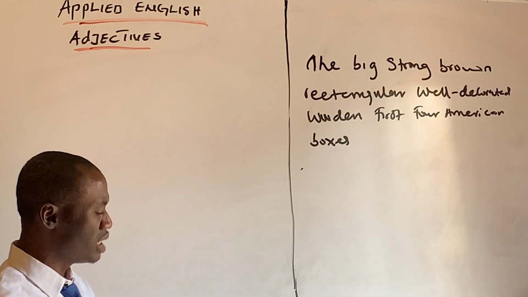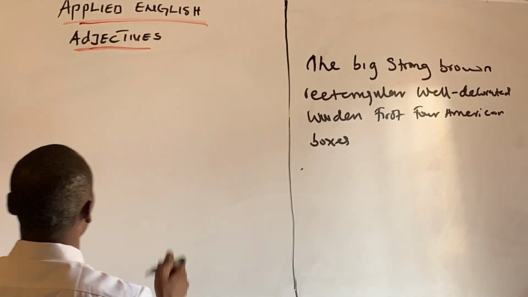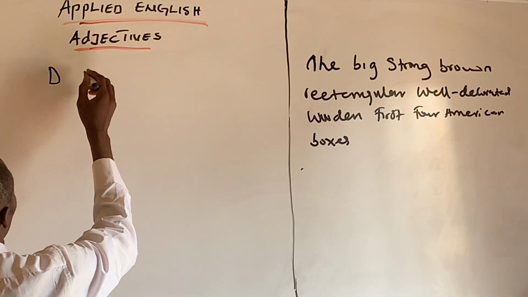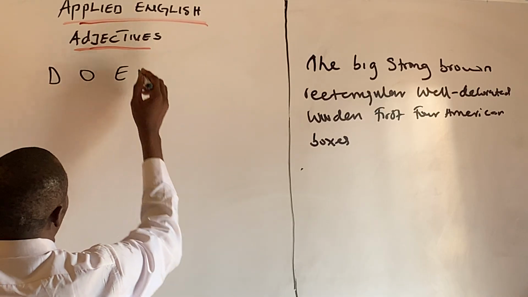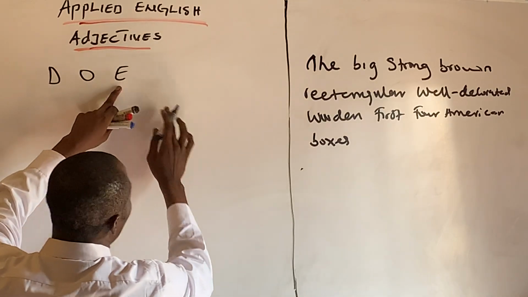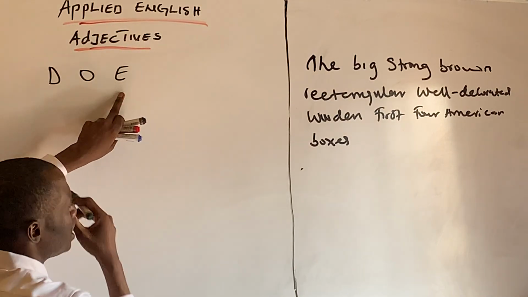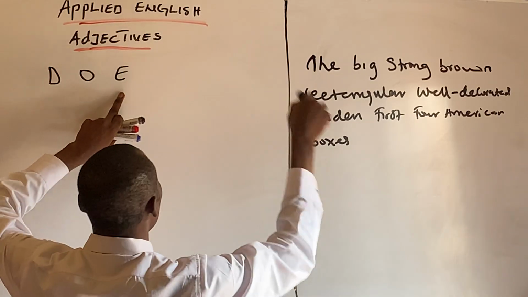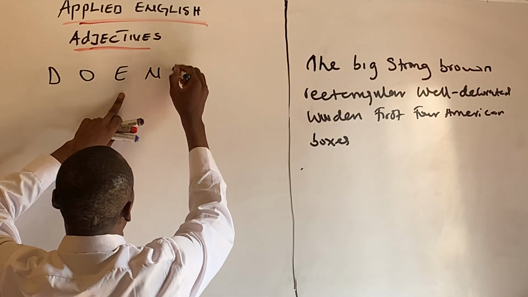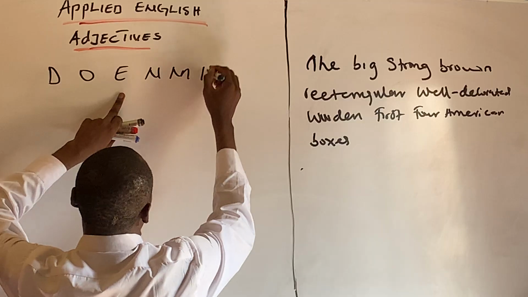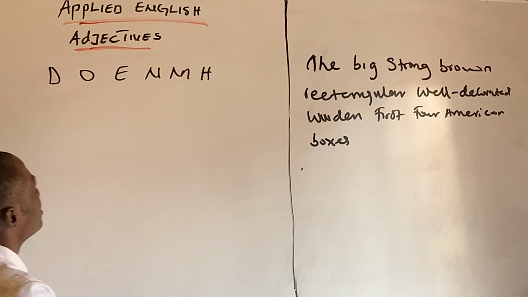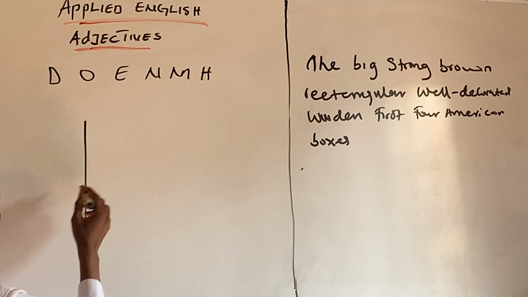How do we arrange these adjectives? We use the formula D-O-E-N-M-H. After the E, we need to bring in the nominal, then we have the material, then we have the head. Now, I want to explain these things accordingly.